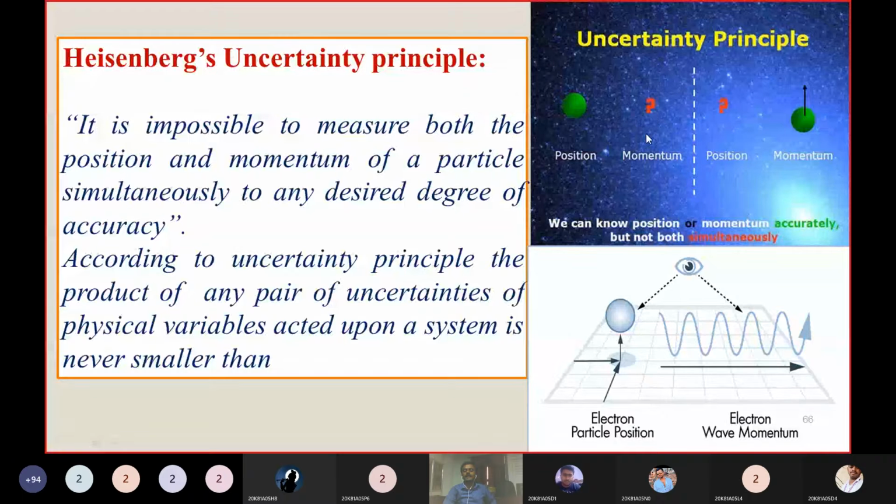That means if you say the momentum of the electron accurately, we cannot say what the position is. We cannot say what the position is here.